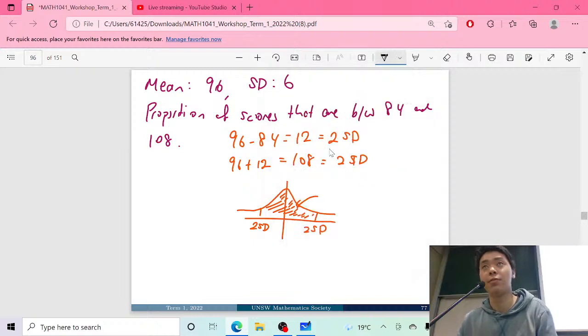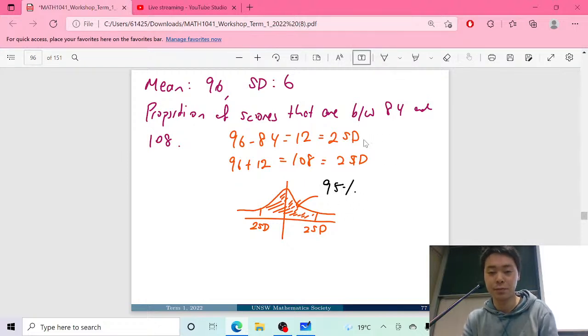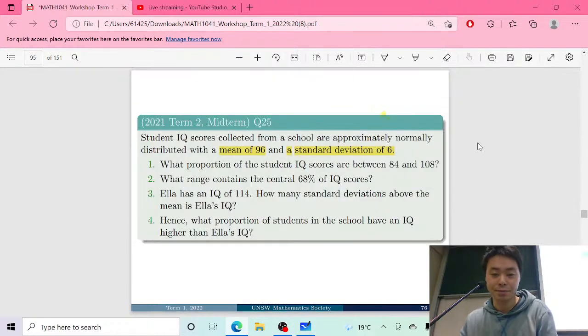It would be 95, right? 95% of data will lie inside 2 standard deviations from the mean. So for the first question, it's roughly 95%. Does that make sense? Okay. So we've just finished question 1. So I'll just highlight that.